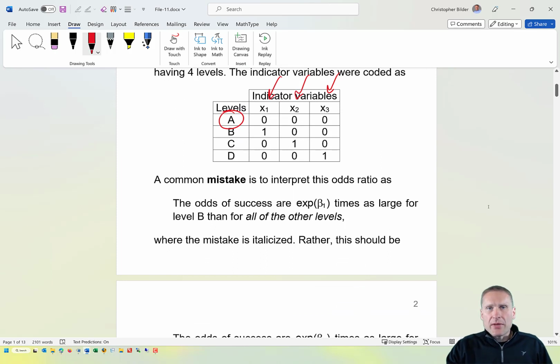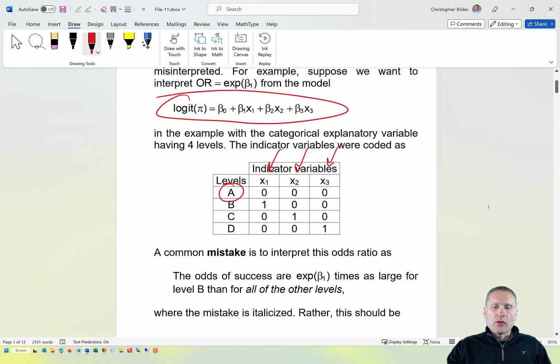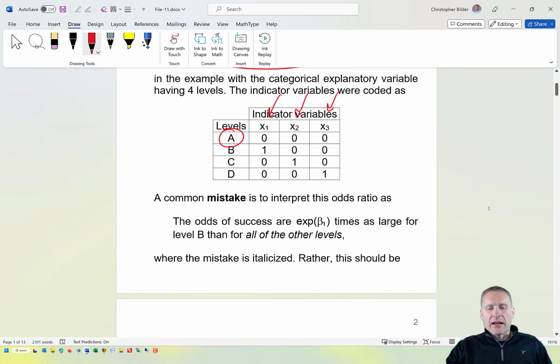A common mistake that people make when they try to interpret these odds ratios is to use the exponential function with, let's say, one of these betas, let's say beta 1, and then they interpret it the following way. The odds of a success are exponential function evaluated at beta 1 times as large for level B than for all of the other levels, where this is the actual mistake.